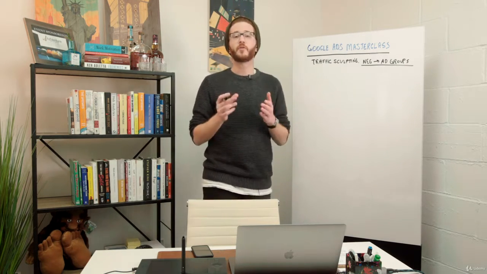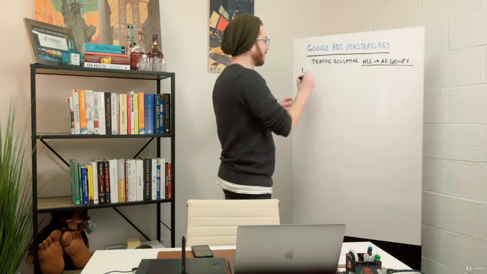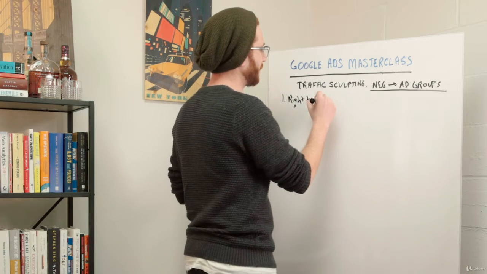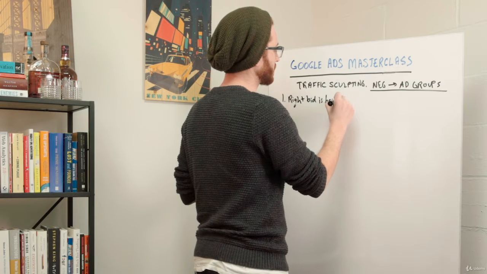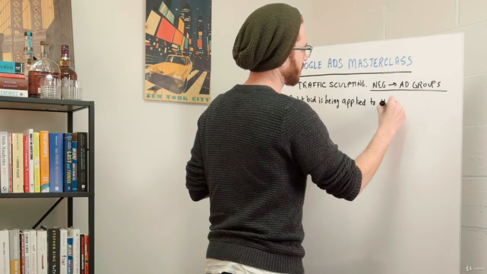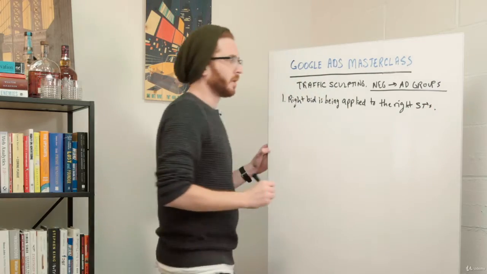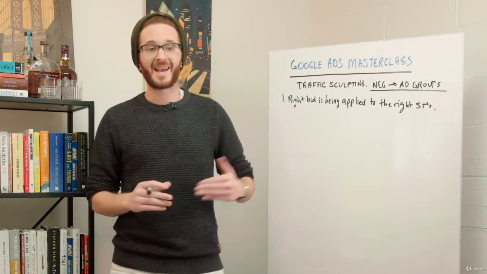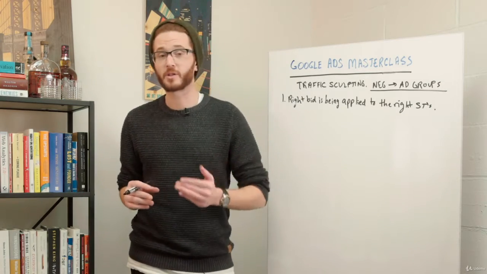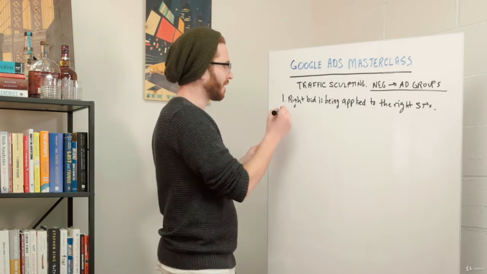But first, a few of the benefits of traffic sculpting. One, you ensure that the right bid is being applied to the right search terms. Okay? If you have certain search terms triggering keywords and ad groups that have a default bid of $5, but you know that a bid of $2 is the right bid for a certain search term, that's going to be a massive benefit of sculpting. It's the number one benefit of sculpting.